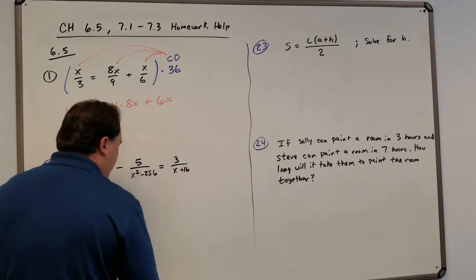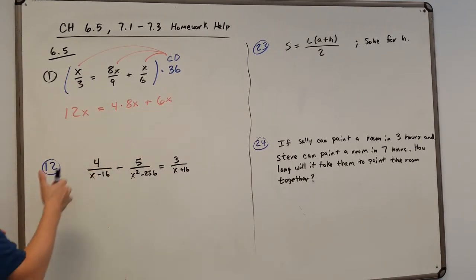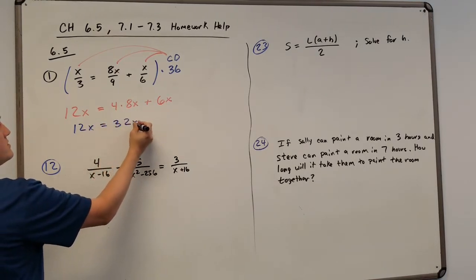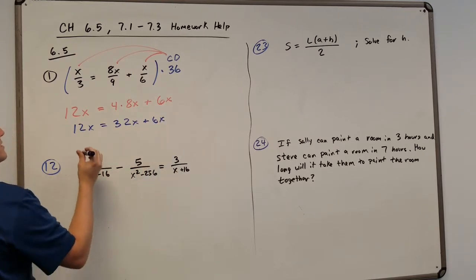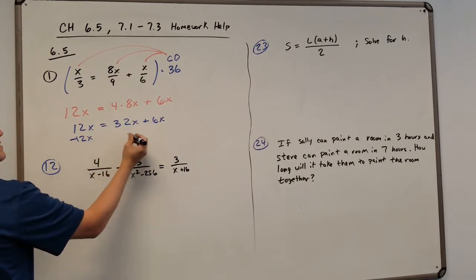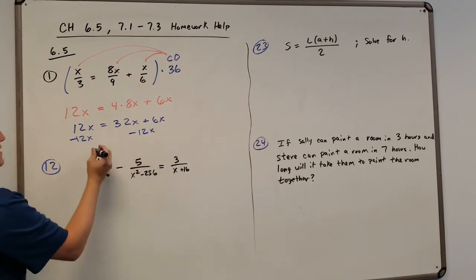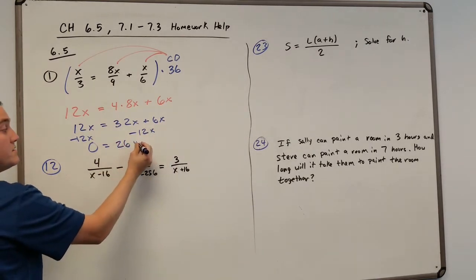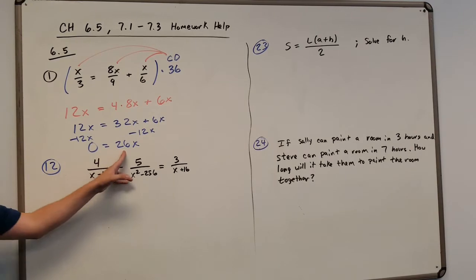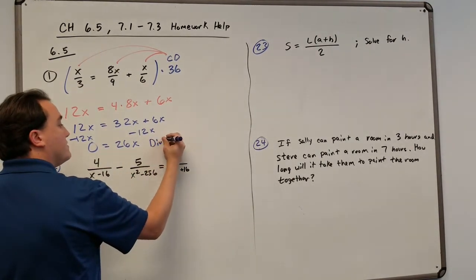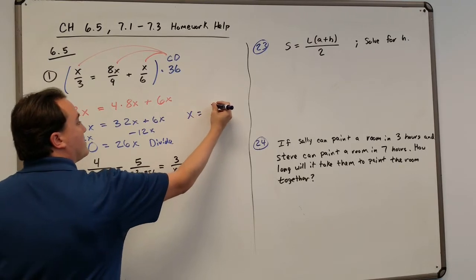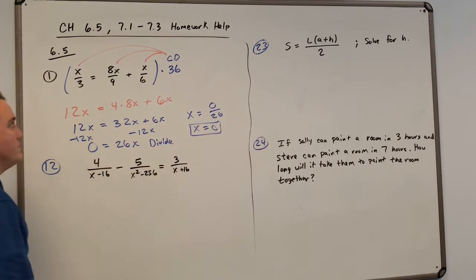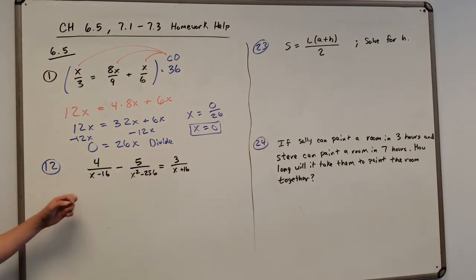So the thing about this problem is when we combine all our x's, we get 12x equals 32x plus 6x. We can minus the 12x over to this side to get all our x's together. We get 0 equals 32 plus 6 is 38, minus 12 is 26x. Then we have our x. If we divide, x equals 0 divided by 26. X equals 0. Okay?